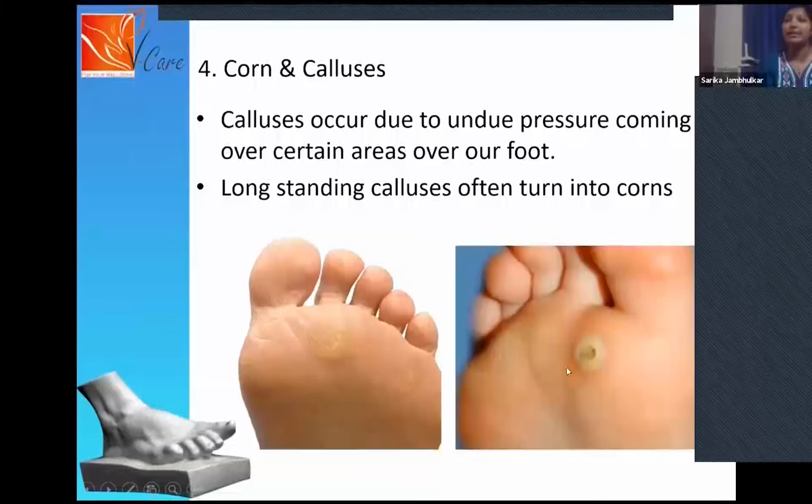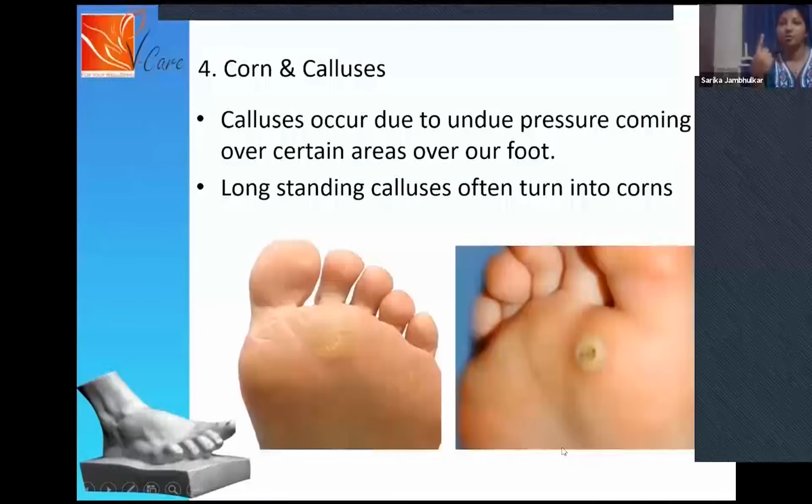Okay, so these calluses also give you an idea about the person's walking pattern. Some people, like female patients particularly, if they are using lots of high heels, will have lots of calluses under the forefoot. Okay, so these are the quick four points. I will just revise it.